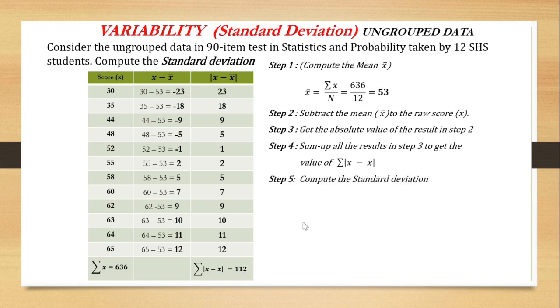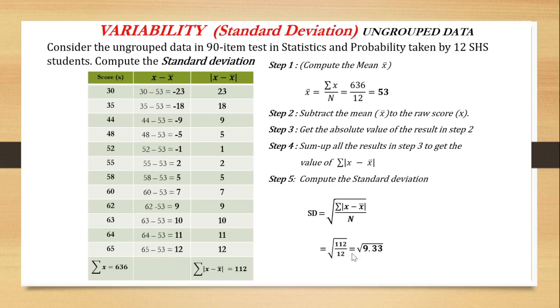And step 5, compute the standard deviation. Using the formula in finding the standard deviation of ungrouped data, we have the square root of the summation of the absolute value of x minus the mean divided by n. We know that our summation of the absolute value of x minus the mean is equal to 112, and our n is the number of raw scores of the 12 senior high school students. So we just substitute the value: 112, and n is equal to 12.